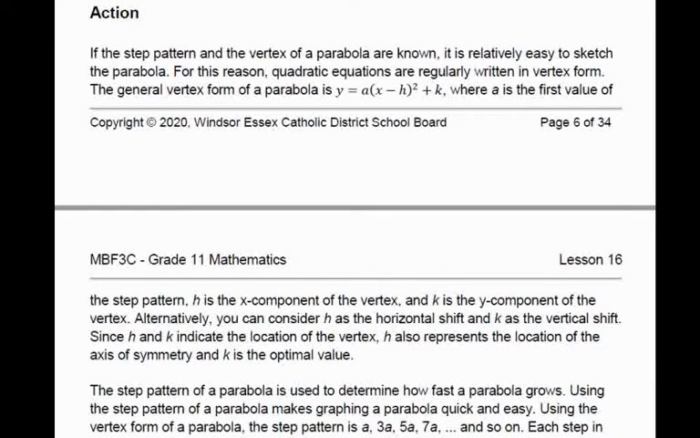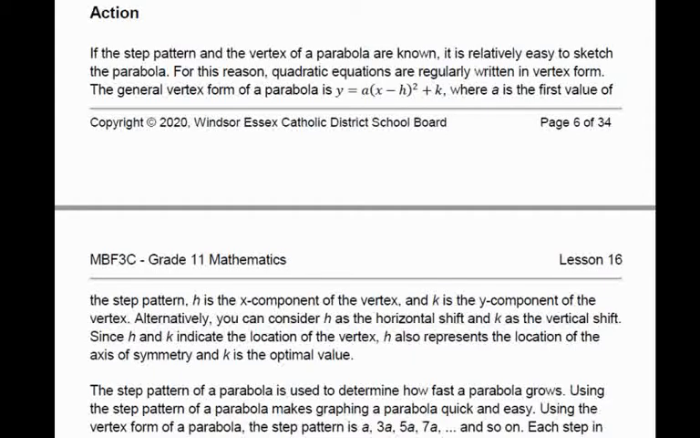Now notice that it's always subtract h. So that means that if we have x minus 3, for example, then our h is 3. But if we have x plus 3, then that means that our h would be negative 3. Because if we have a plus sign there, the only way we can have that be a plus is if the h is negative, and we were subtracting that.